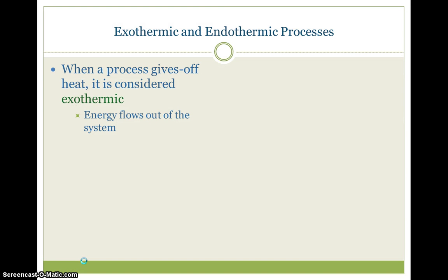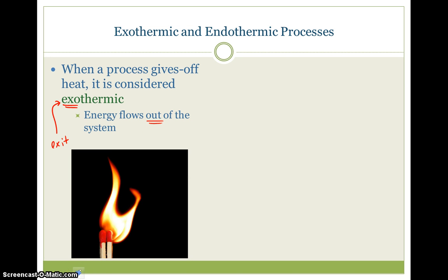And we can define those two changes with two very specific words. The first one is called exothermic. That word exo means exit. So when heat is given off by a process, it's called exothermic. So energy is flowing out of the system. The most basic example of an exothermic reaction is anytime you burn something. It will always feel hot. So you're going to be able to feel the heat from that process.